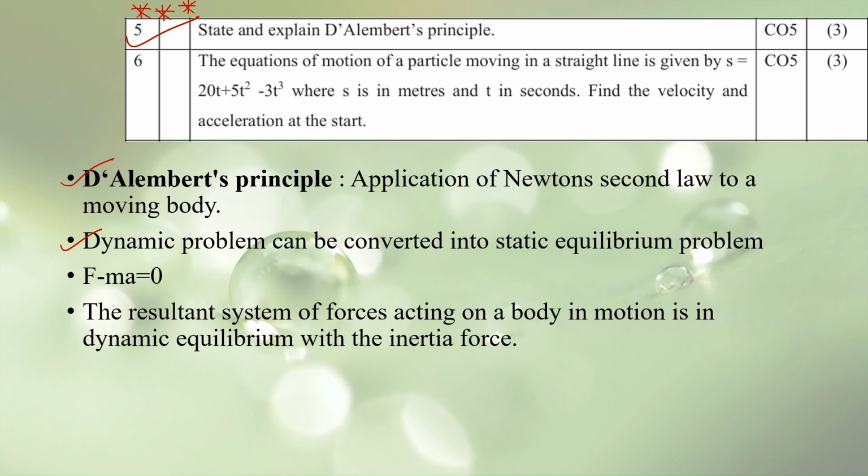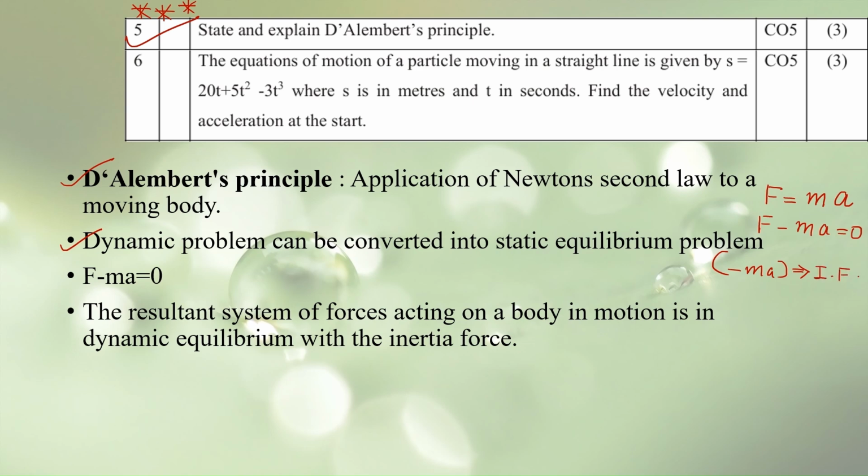Okay, and we know what Newton's second law of motion is. Newton's second law of motion is F is equal to mass into acceleration, and we can write this equation as F minus ma is equal to 0. And here we have a term minus ma, and this term is called the inertia force.